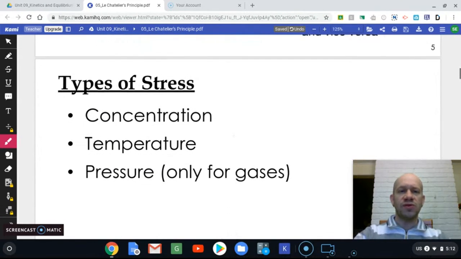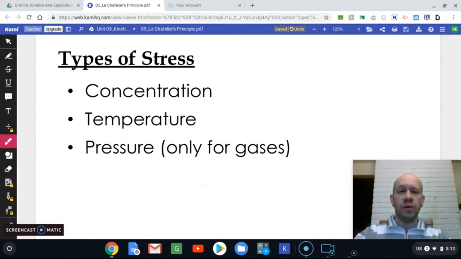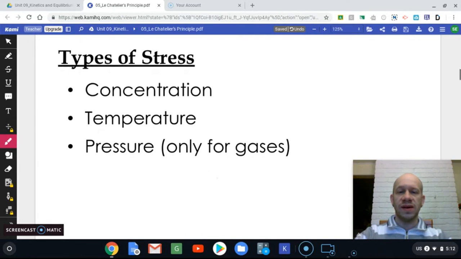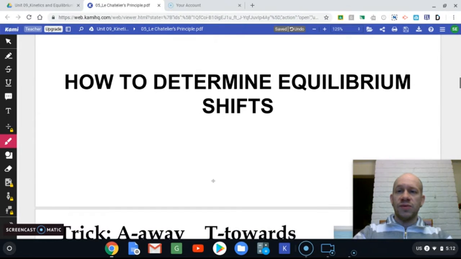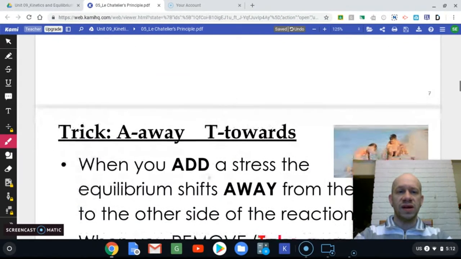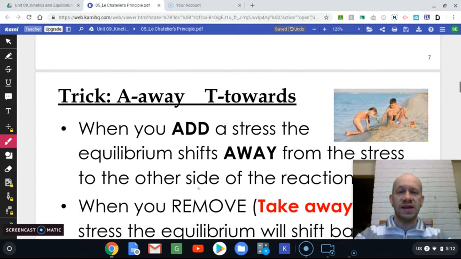There are three types of stress: concentration, or adding more or less of a product, the temperature, and pressure, which applies only to gases. So how do you determine the equilibrium shifts? You're going to use a trick. If it's A, it's away. If it's T, it's towards.